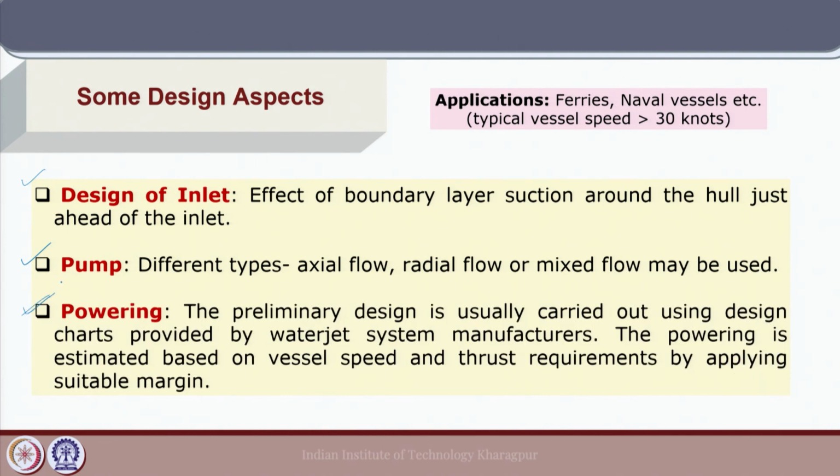Finally, the powering performance is important, for which a preliminary design is done using design charts which are provided by waterjet system manufacturers. Now, these charts are used to have a preliminary basic design, and the powering is estimated based on the vessel speed and thrust requirements. Also, depending on the operation characteristics of the ship, suitable margin is to be provided to calculate the engine power for a waterjet propulsion system.